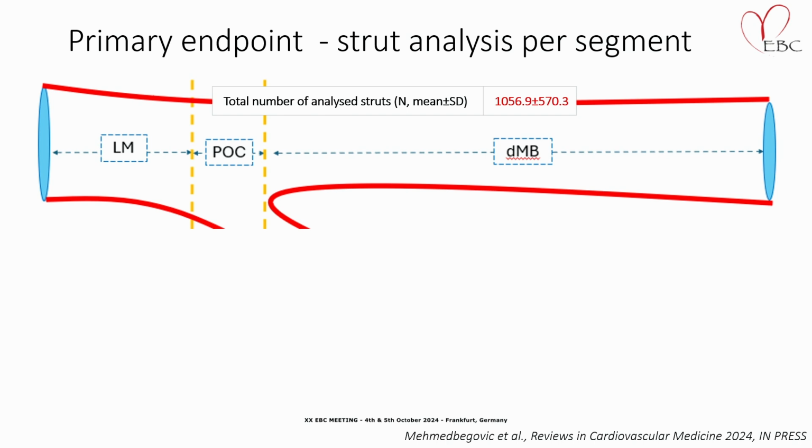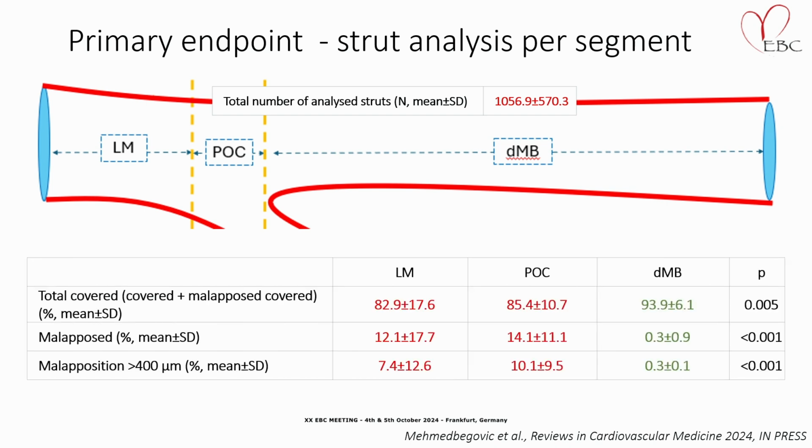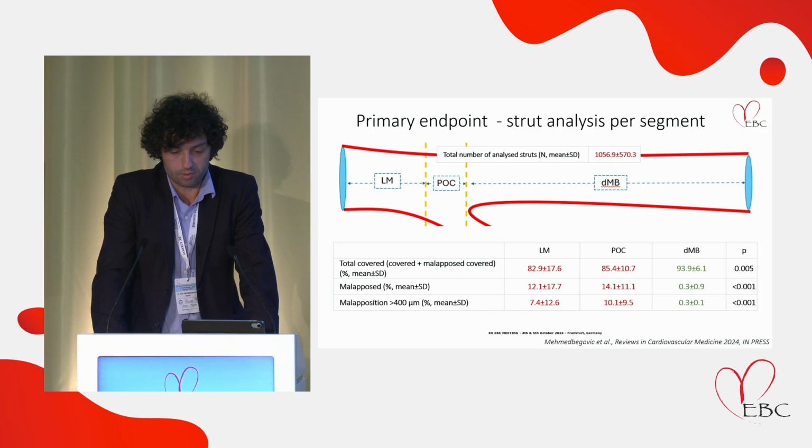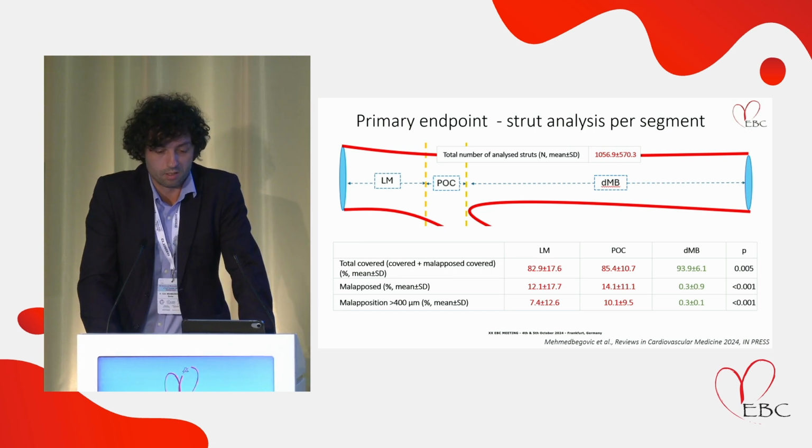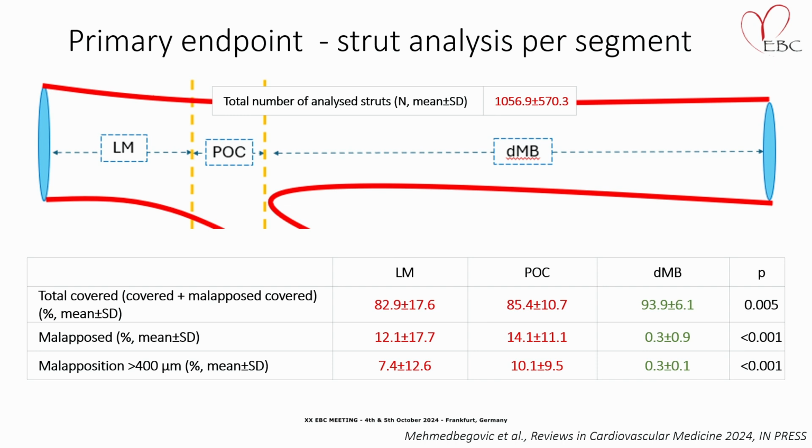So we come to the primary endpoint, strut analysis. We ended up analyzing more than 30,000 struts for this analysis. So we found that the total covered struts were suboptimal in left main and POT region, reaching 83 and 85%, while in distal main branch we had good strut coverage of 94%. We also found quite a lot of malapposed struts in these proximal regions, reaching 12 and 14%, and significantly malapposed struts reaching 8 and 10% in these regions.